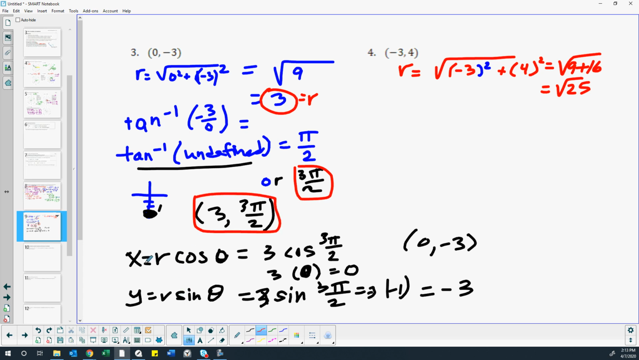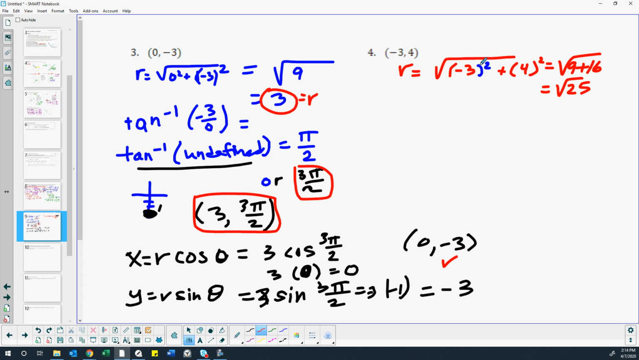And then to check that, we use our formulas x equals r cosine theta and y equals r sine theta. We plug everything back in and we get cosine 3 pi halves is 0, so 3 times 0 is 0, and sine of 3 pi halves is -1, so 3 times -1 is -3, confirming our rectangular point at 0, -3.